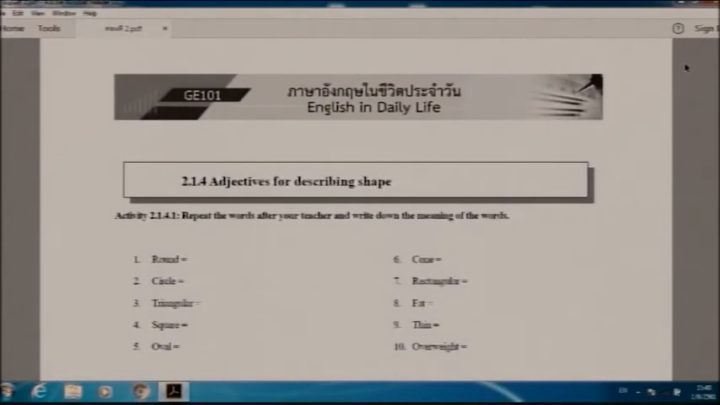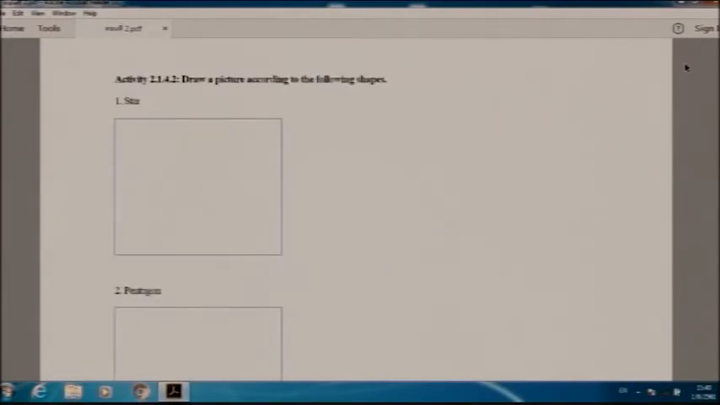Let's look at these shapes below. Number one says star. This is a star. Star. Shape number two is pentagon. What is a pentagon? A pentagon is this. This is a pentagon.